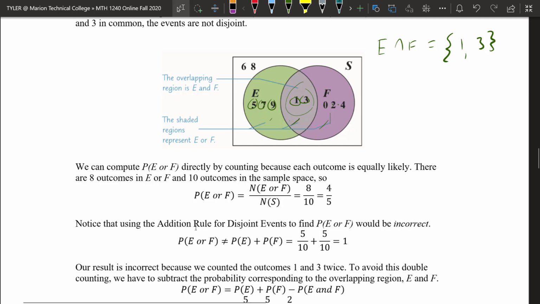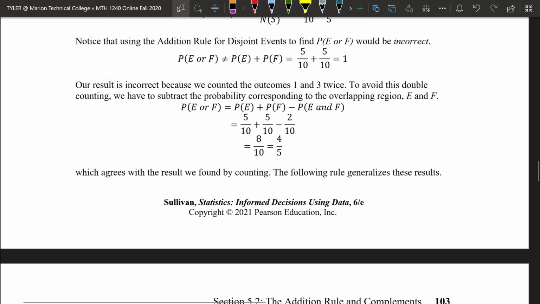But if we use the addition rule for disjoint events that we just did before, we're not going to get 4/5. In other words, the probability of E or F would equal the probability of E plus the probability of F, which in this case, there's 5 things in E and 5 things in F, so it'd be 5/10 plus 5/10, which equals 1, which is not true. Those are not equal, so notice the slash through the equal sign here. Our result is incorrect because we counted the outcomes 1 and 3 twice, like I mentioned.